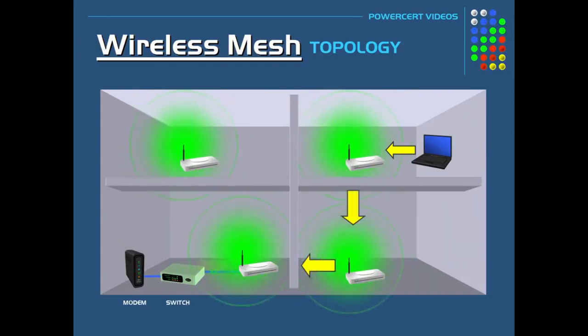So no matter which access point you are connected to, you will have internet access because all the access points are in constant communication with each other and the modem. And even if one or more access points were to fail, it wouldn't matter, because the other access points will reroute the data. So a wireless mesh topology is very redundant, because the internet connection is spread out over many wireless access points.